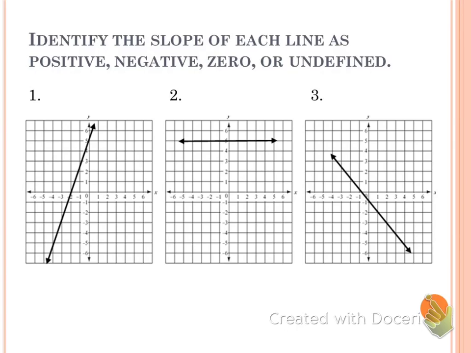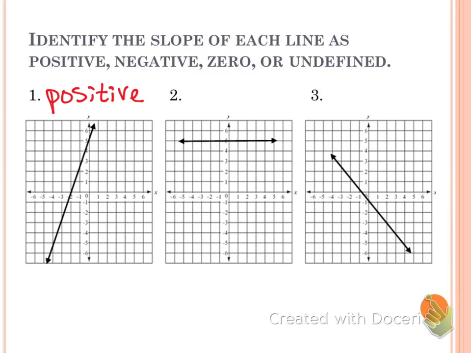Let's practice identifying the slope as positive, negative, 0, or undefined. That's all we have to do on these. Any volunteers to help me out with number 1? Connie? Positive. It's going uphill from left to right. So that means it has a positive slope.